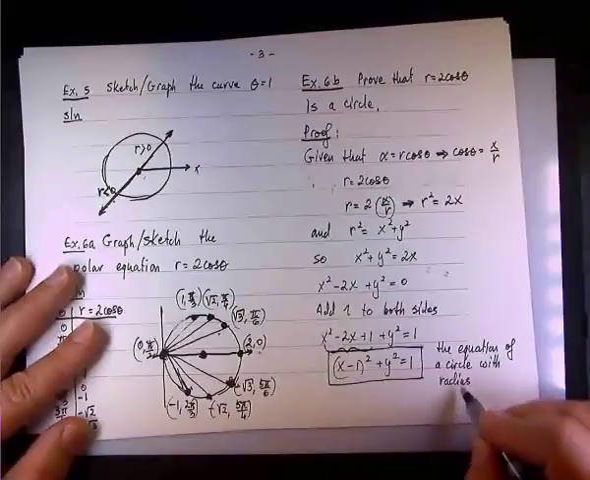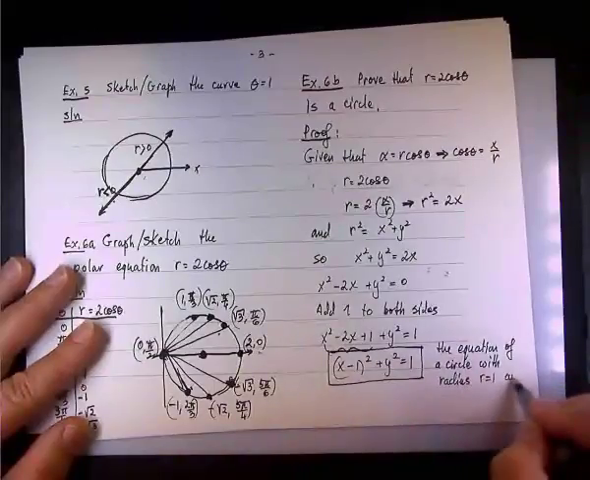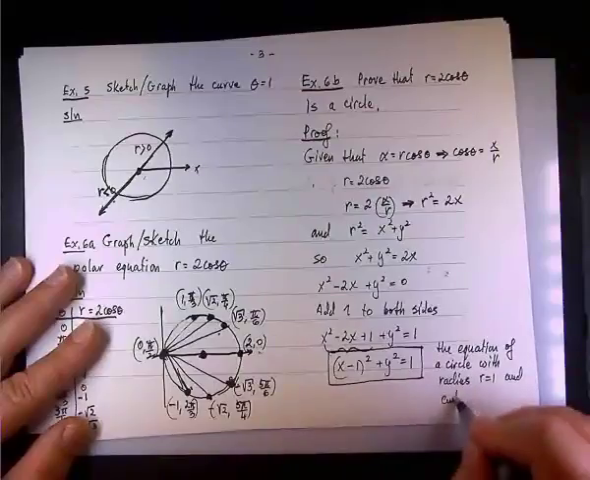So this is the equation of a circle with radius r equals 1 and center at 1, 0, right? Because it's x minus 1 squared plus y minus 0 squared equals r squared. And that completes the proof.